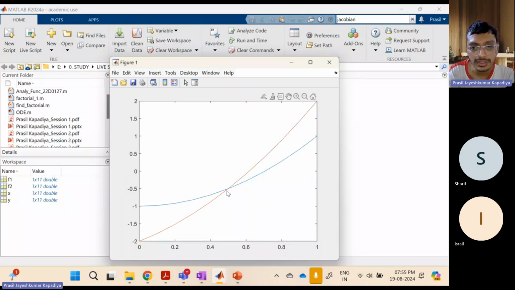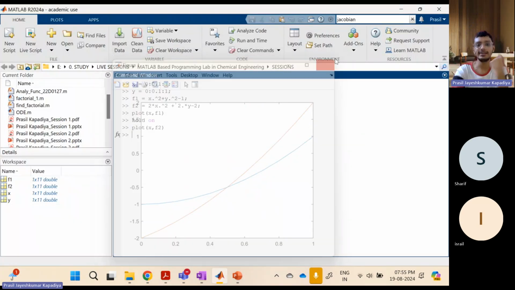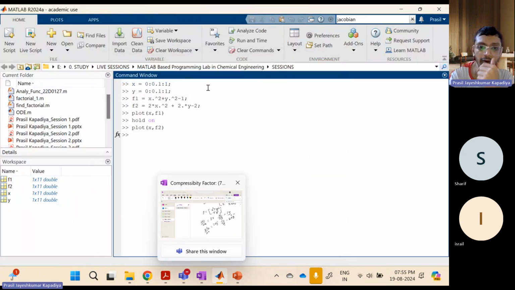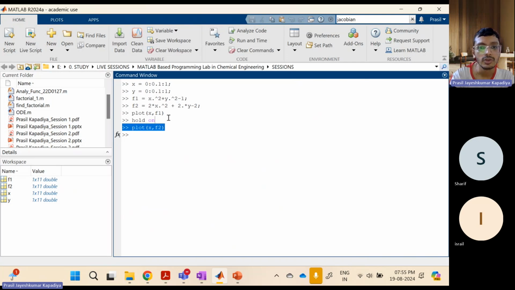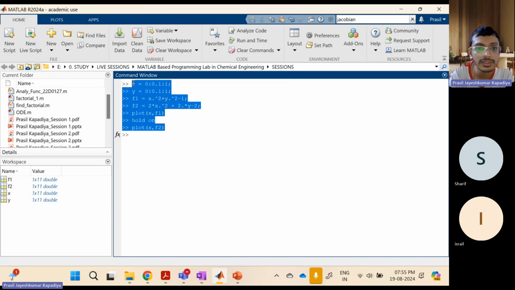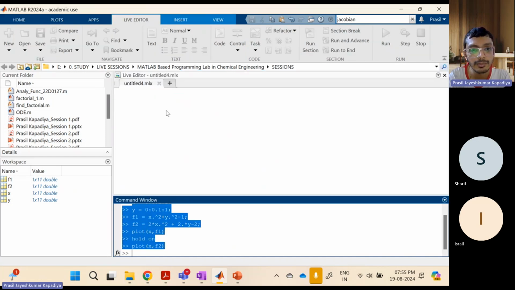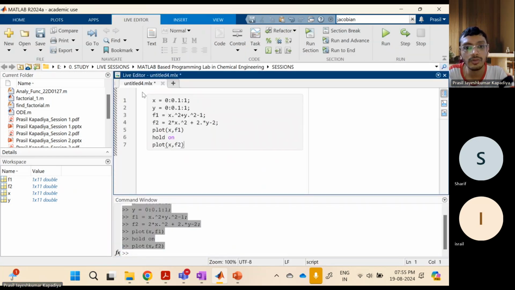So see here, from here you can see that there is one solution here. Okay, but let's say I want to see two different figures at the same point. So what can I do? Okay, let me copy this code here. Control C, new live script, Control V.